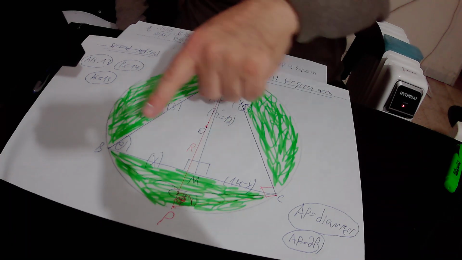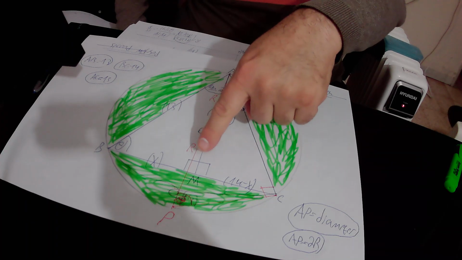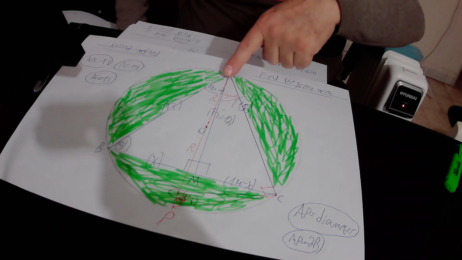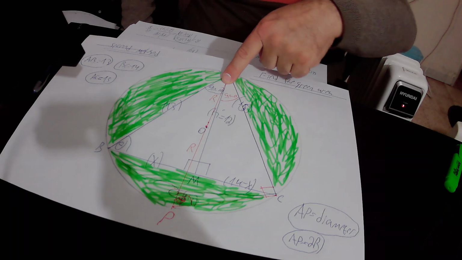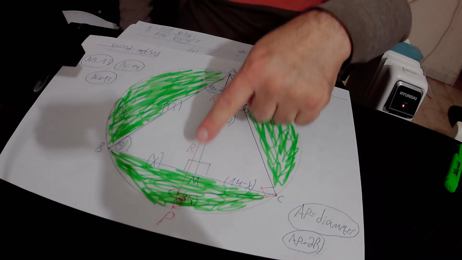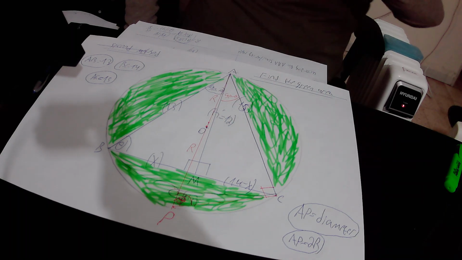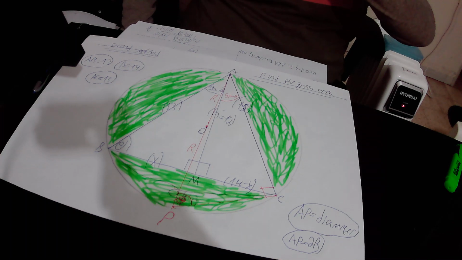In the right triangle ABM, this angle equals theta, this angle equals 90 degrees, therefore the missing angle must be equal to 90 degrees minus theta. Why? Because 90 degrees minus theta plus theta is 90 degrees, and 90 degrees plus 90 degrees is equal to 180 degrees. That is the sum of the angles in any triangle.